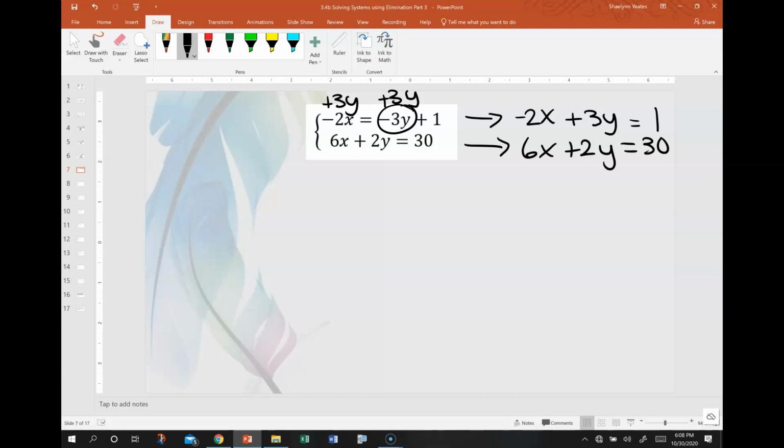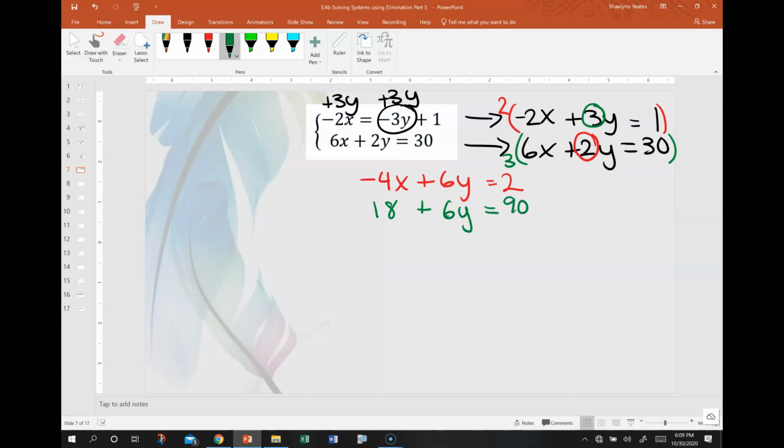Nothing matches. Okay. So I'm going to multiply the top one. I'm going to get rid of y's, because those are smaller numbers, so I'm going to multiply the top one by 2. 2 times negative 2 is negative 4x. 2 times 3y is 6y. And 2 times 1 is 2. Now I'm going to multiply through on the bottom one by a 3, because that's what's next to the other y. 3 times 6 is 18. 3 times 2 is 6. And 3 times 30 is 90.